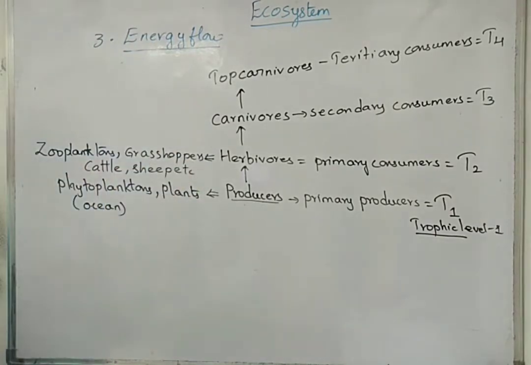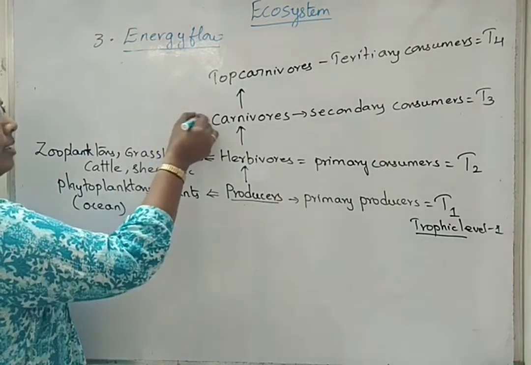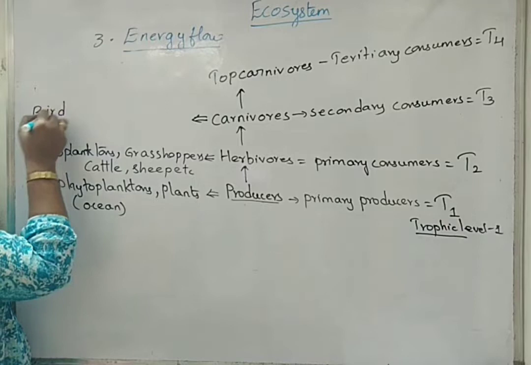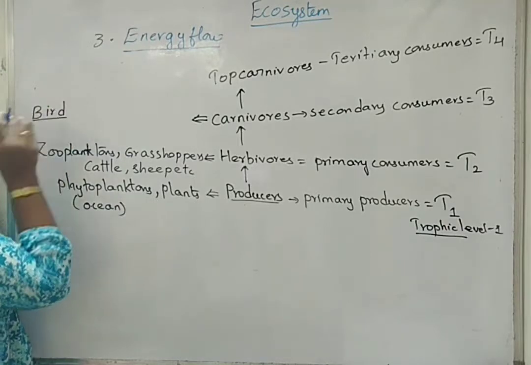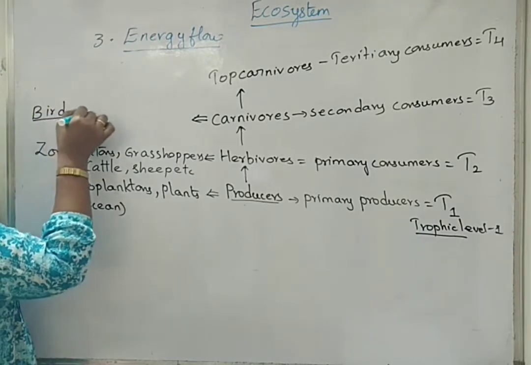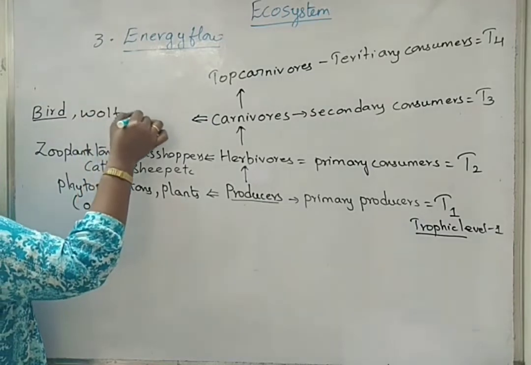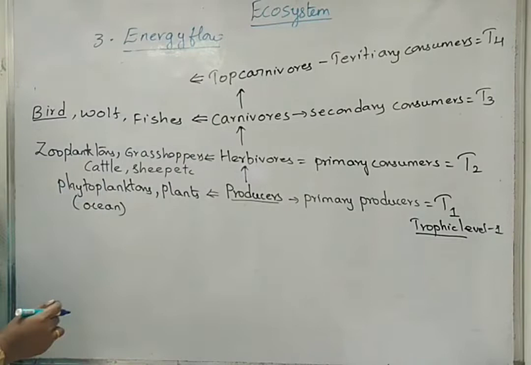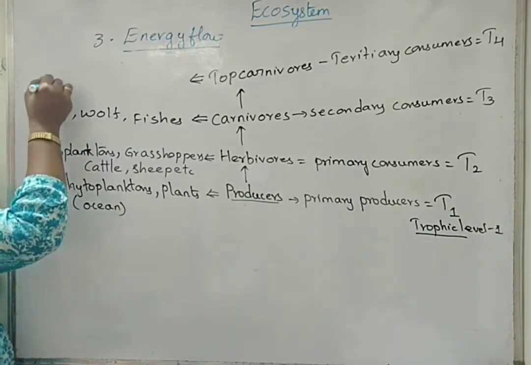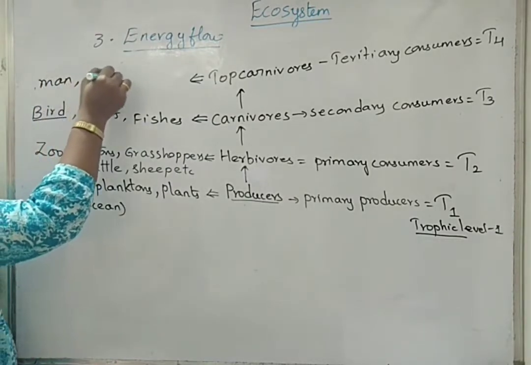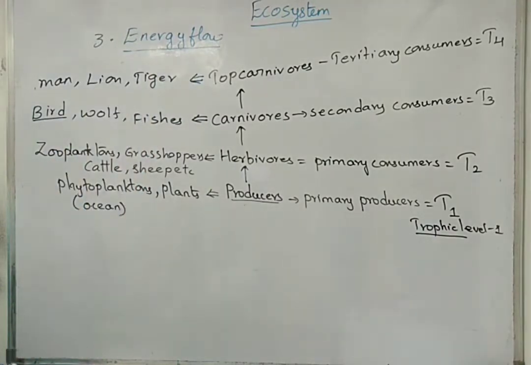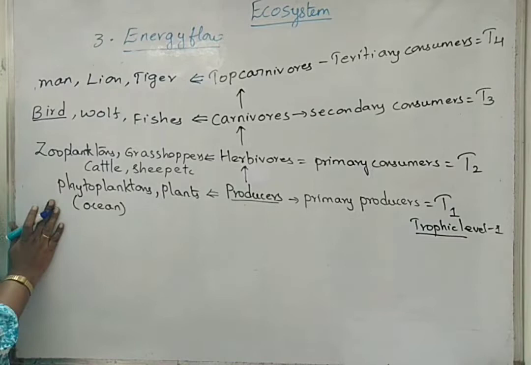Coming to carnivores or secondary consumers. Here we can take examples where an organism is eating insects or grains. Then it can be a bird, wolf, or fishes. Coming to top carnivores, here we can take examples such as man, lion, tiger. So these are some of the representations to explain the trophic levels.